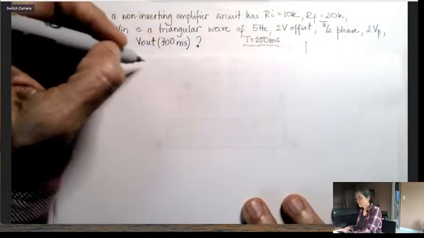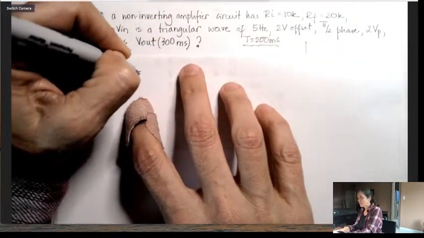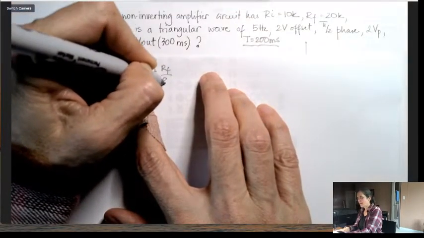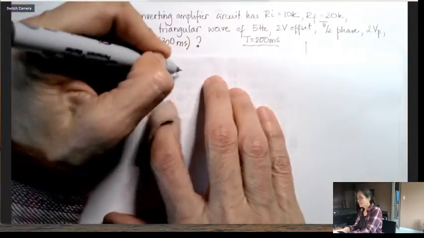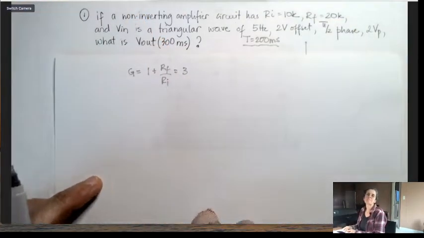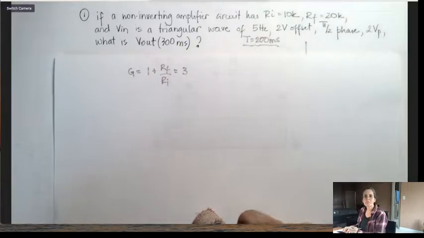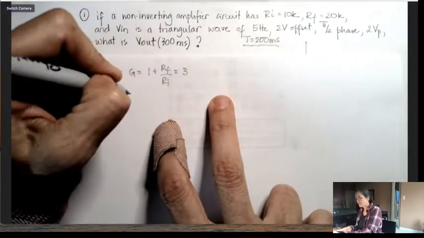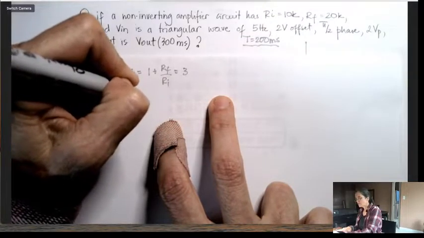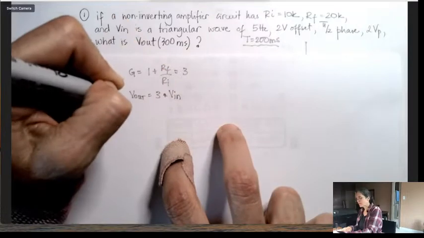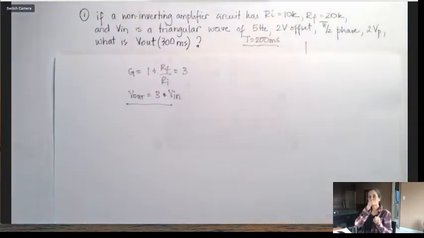So non-inverting amplifier, the gain of a non-inverting amplifier is 1 plus RF over RI. So the gain here will be 3. RF is 20K, RI is 10K, so it's 2 plus 1, 3. So I'm expecting V out to be always 3 times V in. But now the question is, what's V in? So I know that I'm just going to multiply by 3 whatever I find on the input.